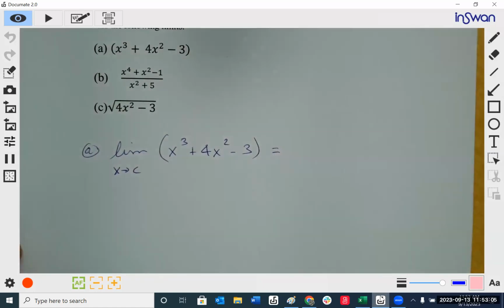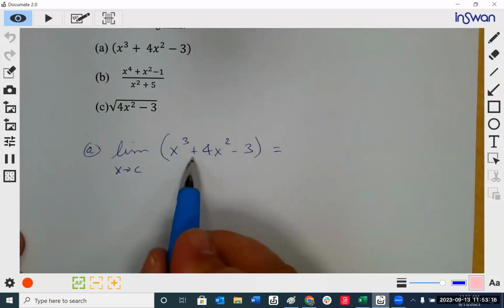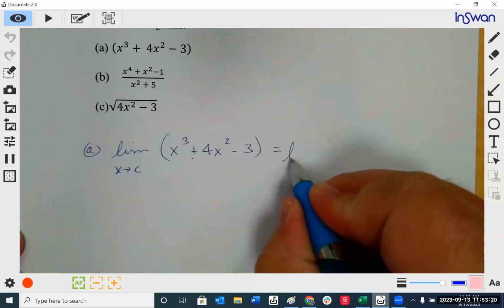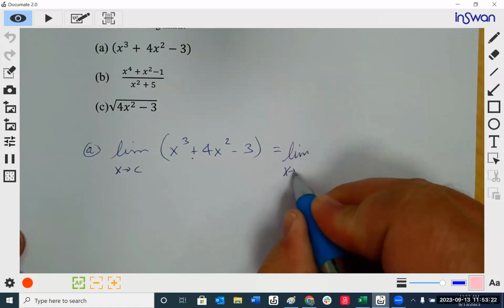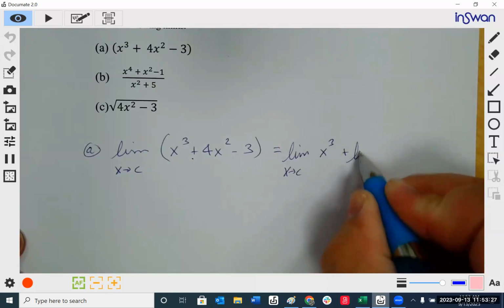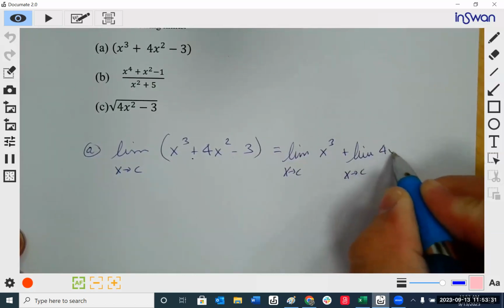Which rule are you going to use? Yep. You can't use the power rule here because the whole thing's not raised to a power. So you would use the sum and difference rules. The first thing you would do is take the limit as x approaches c of the first one, plus the limit as x approaches c of the second one.